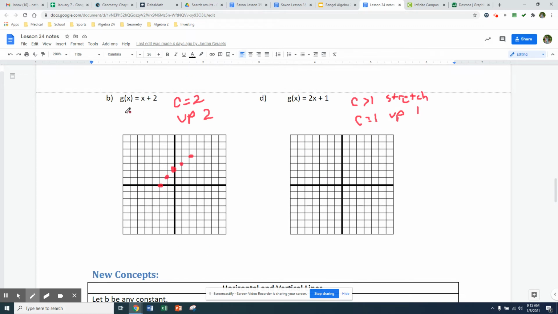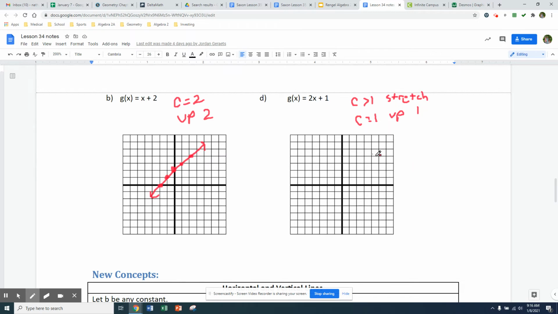So in part B, we've got g of x is equal to x plus 2. So our plus 2, our c is equal to 2, which moves it up 2. So I've got my y-intercept up at 2. And then my slope is 1. So I'm just going up 1 square over 1 square. And then there would be my graph shifted up 2 from where just plain y equals x would be.